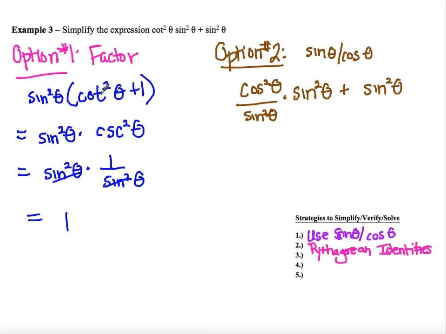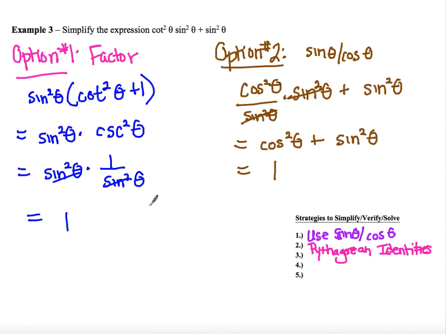So if instead of factoring and then using a Pythagorean identity, maybe I first look at that and say, hey, I'm going to change everything to sines and cosines. So I change the cotangent squared to sine and cosine, or in other words, cosine squared over sine squared. And now I'll simplify. The sine squareds are going to disappear. That's going to leave me with cosine squared plus the sine squared. That was one of our Pythagorean identities, right? Cosine squared plus sine squared, that's going to be equal to 1.